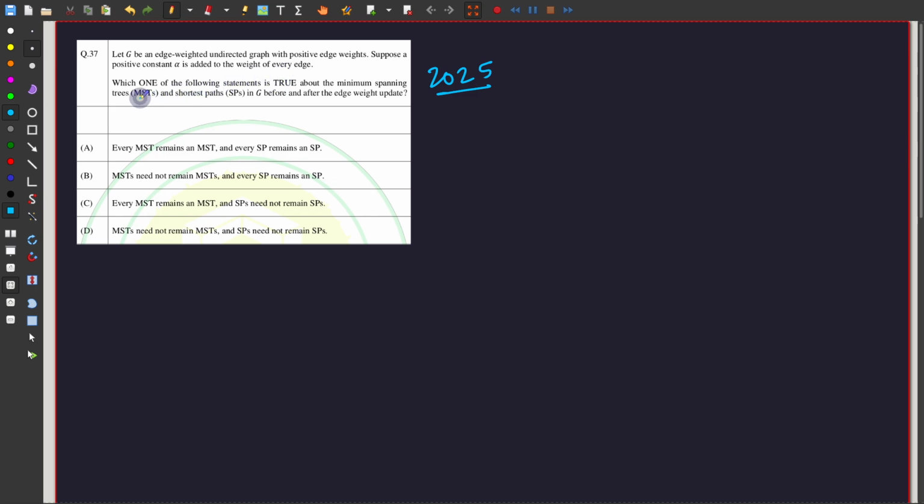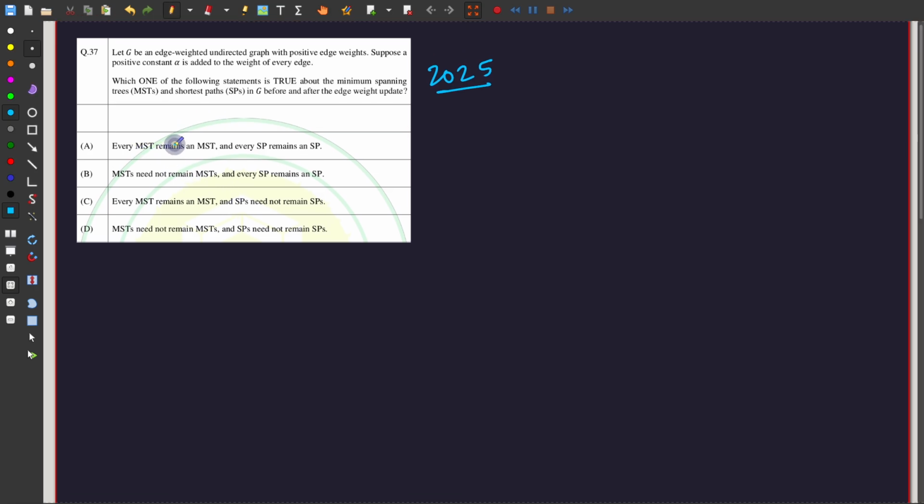Oh my god, my sleepiness. Which one of the following is true about the minimum spanning trees and the shortest path in G before and after the edge weight change? Okay, so they are asking what happens with the minimum cost spanning tree and what happens with the shortest path. Now here's the thing, right?